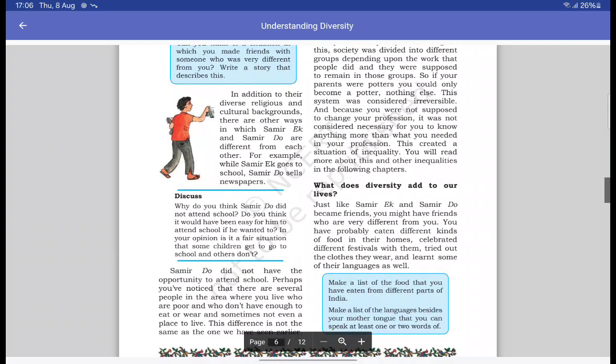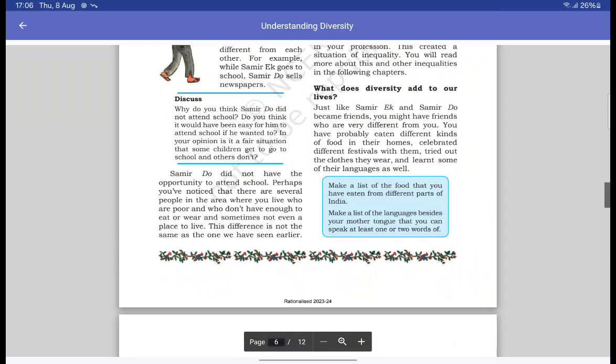In addition to their diverse religious and cultural backgrounds, there are other ways in which Samir Ek and Samir Do are different from each other. For example, while Samir Ek goes to school, Samir Do sells newspapers. Samir Do did not have the opportunity to attend school. Perhaps you've noticed that there are several people in the area where you live who are poor and who don't have enough to eat or wear, and sometimes not even a place to live.